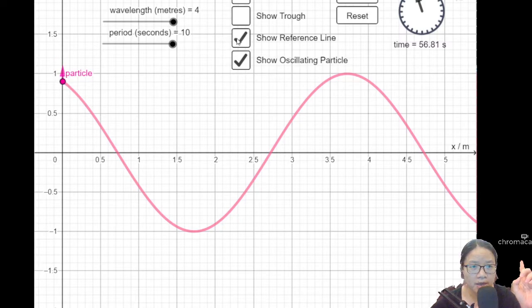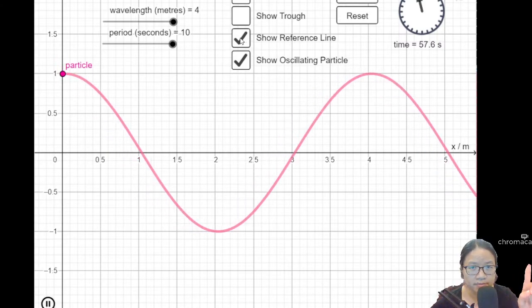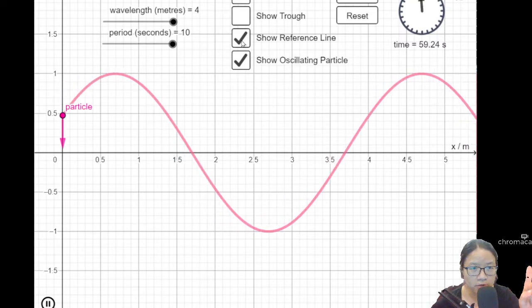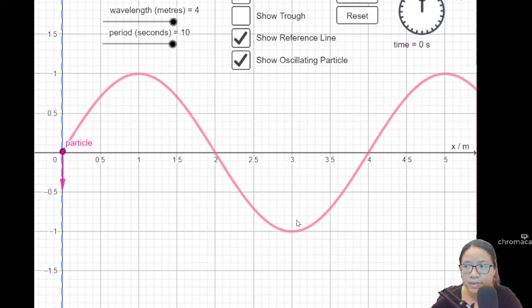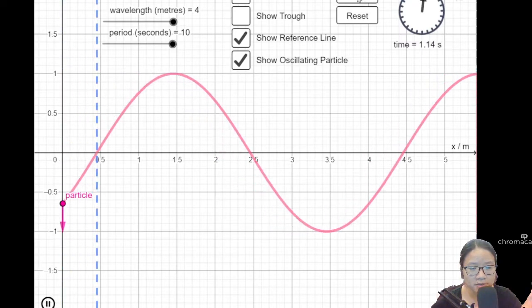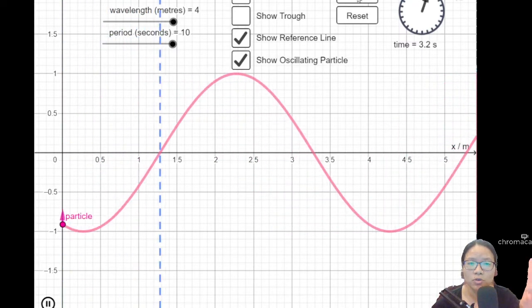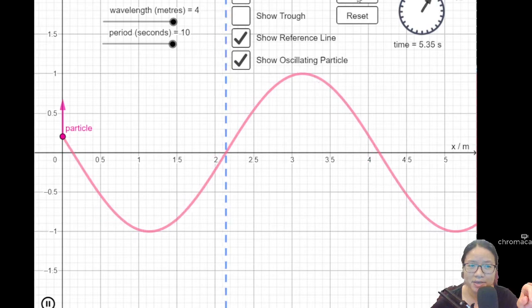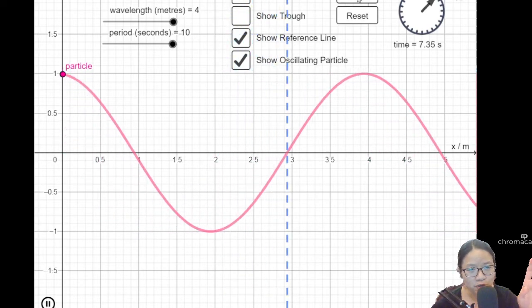Okay, and I'm going to create a reference line. Now I want you to observe that if I draw a reference line, hey, where's my reference line? There it is. Okay, so I'm going to play this again, and I want you to observe the oscillation and the line. As the particle moves down, goes up, and returns to the original position again.